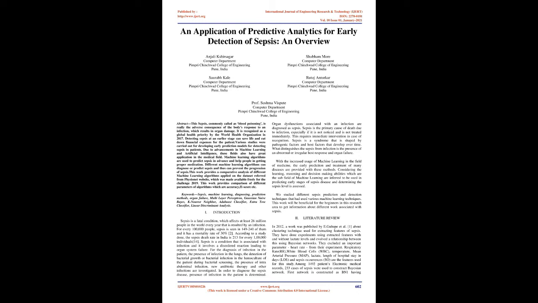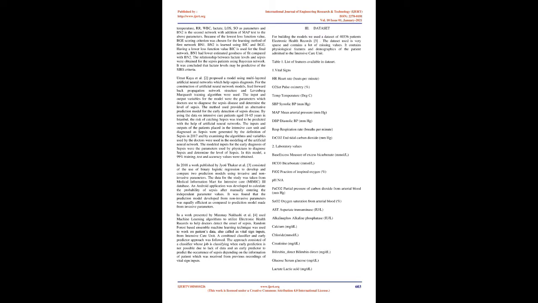2. Literature review. In 2012, a work was published by E. Gultepe et al. about a clustering technique used for extracting features of sepsis. They did experiments using extracted features with and without lactate levels and evolved a relationship between these using Bayesian networks. They excluded an important parameter, heart rate, from their experiment. Respiratory rate, RR, white blood cells, WBC, temperature, mean arterial pressure, MAP, lactate, length of hospital stay in days, LOS, and sepsis occurrences, SO, are the features used for the study.